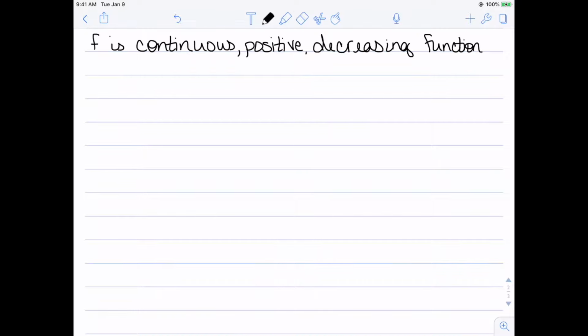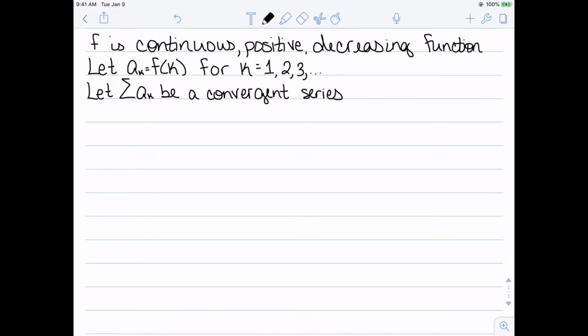In order to do this, we start with f, which is a continuous positive decreasing function for x greater than or equal to 1. We'll let a sub k be equal to f of k for k equal to 1, 2, 3, etc. So for my positive whole numbers, we're going to let ak be equal to the value of this function at those points. We're going to let the summation of the a sub k's be a convergent series, so I do need this series to converge. And I'm going to let Sn be the sum of the first n terms, so the sum from k equal to 1 to n.